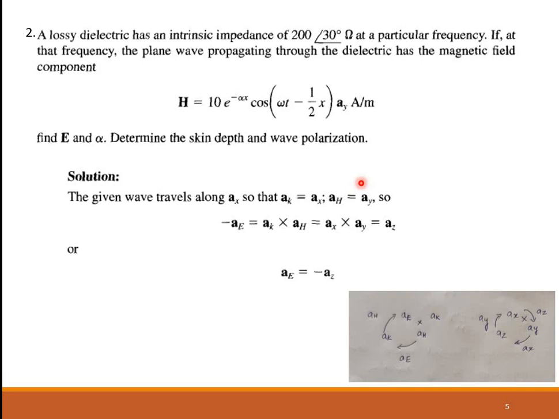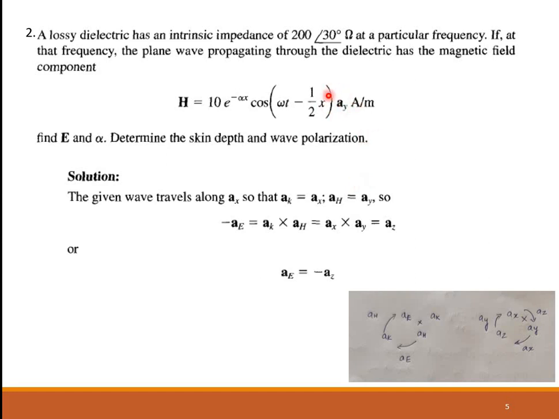If you recollect, when we derived the expression for E and H for a lossy dielectric, in that case, E was taken as the base equation. E was written in terms of cos omega t minus beta x. Then to obtain H, we wrote it as cos omega t minus beta x minus theta n. But in this case, it is the reverse. H is given.